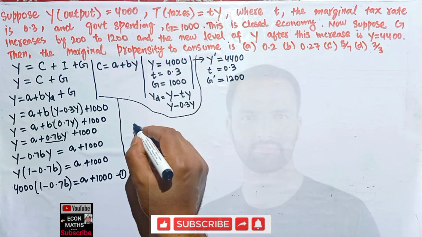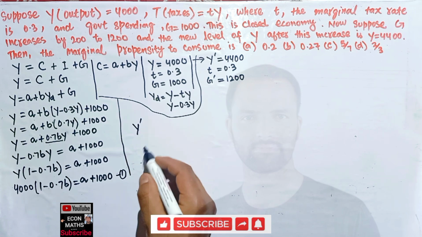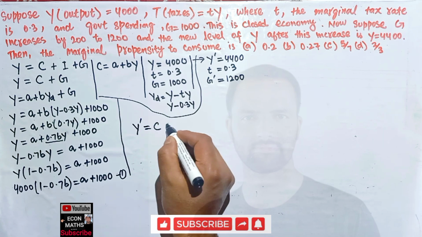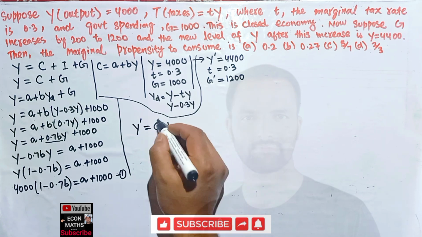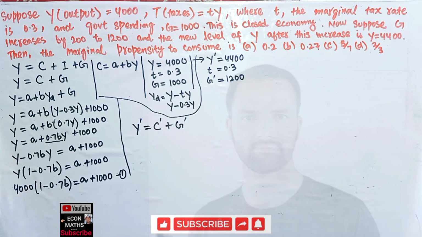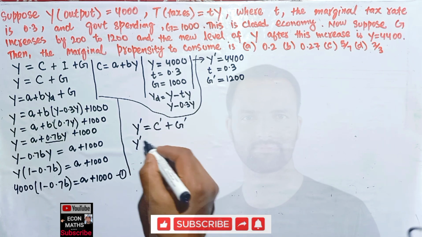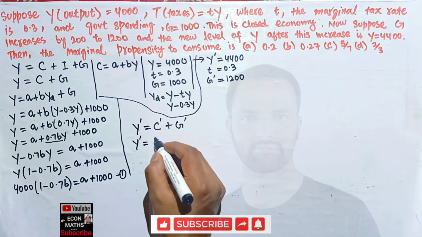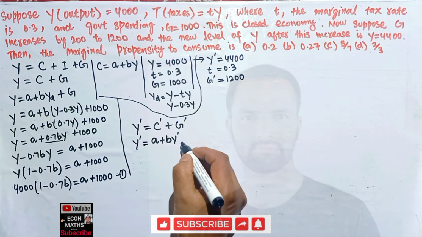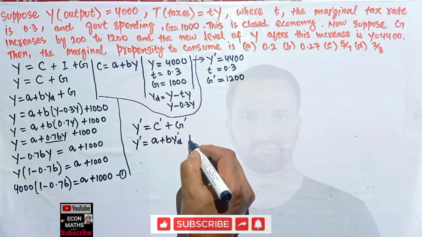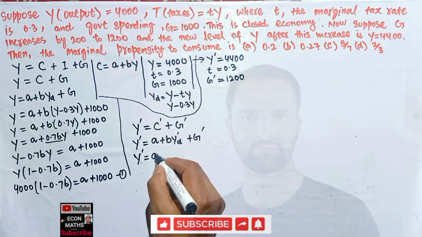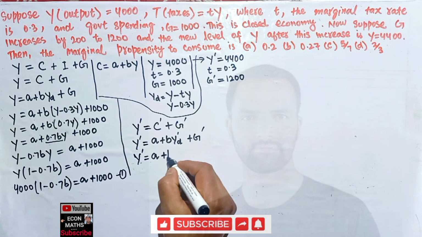Then what will be our new y dash? Let us write y dash, that is the new output, is equal to c dash plus g dash. Or we can write y dash is equal to a plus b yd dash plus g dash. Or y dash is equal to a plus b.